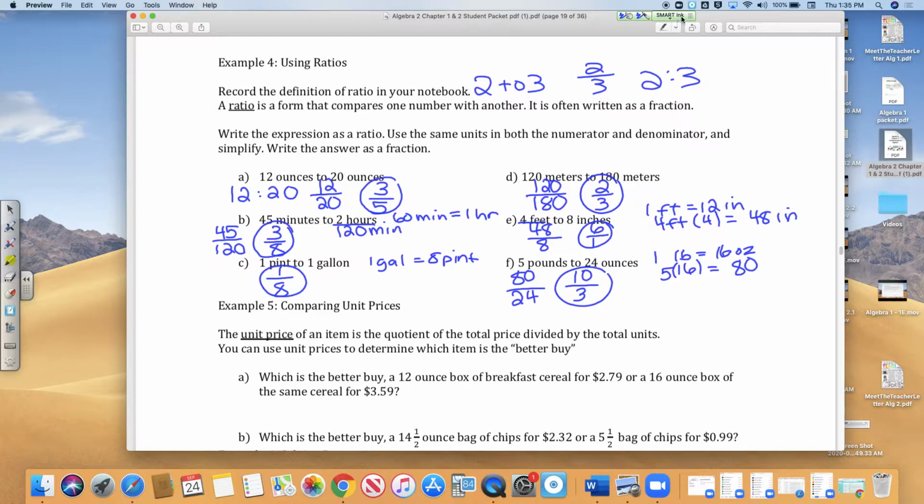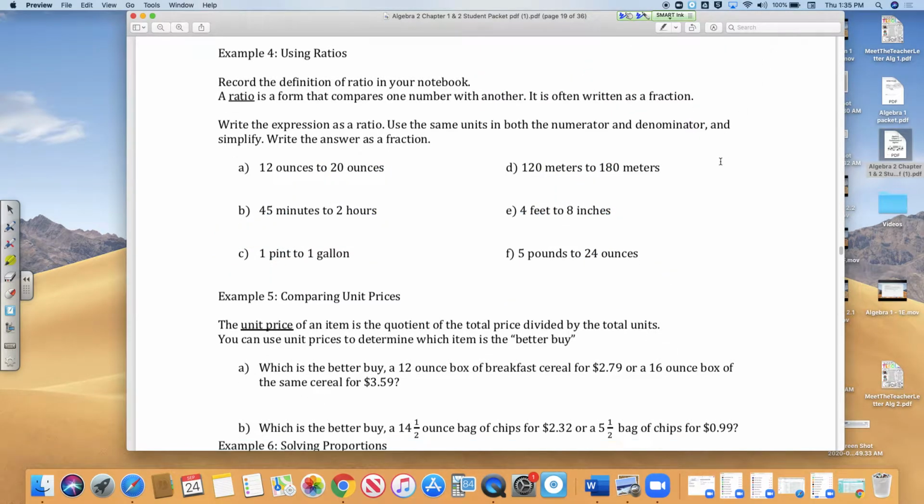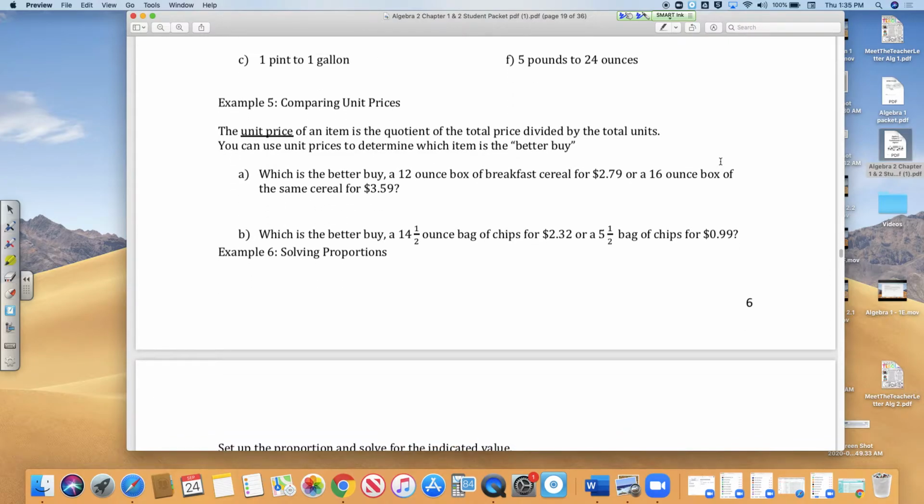The next part of this section is comparing unit rates. So if I scroll down, the unit price of an item is the quotient of the total price divided by the total units. You can use the unit prices to determine which item is the better buy. This is really helpful when you're shopping to figure out what is the better buy. Is it better to buy this bag of apples, or is it better to buy apples per pound?